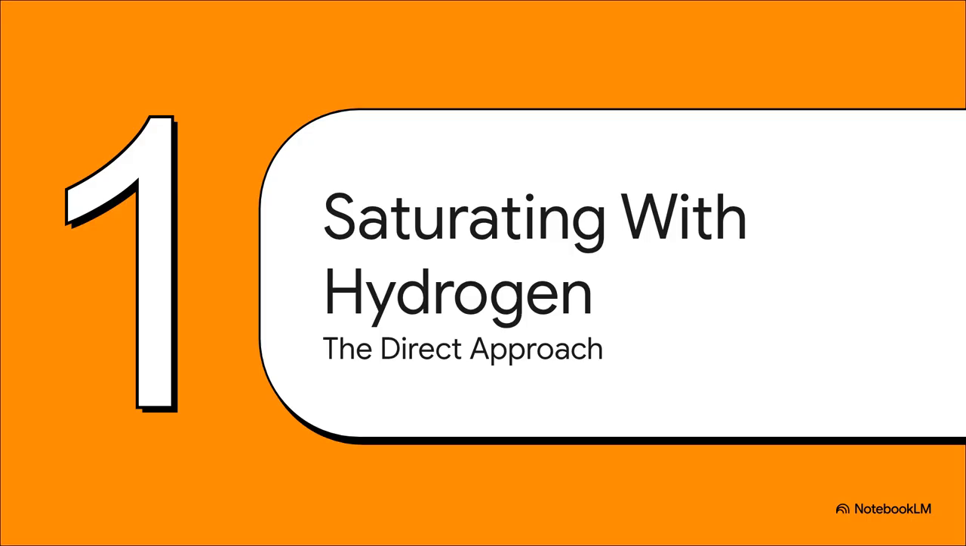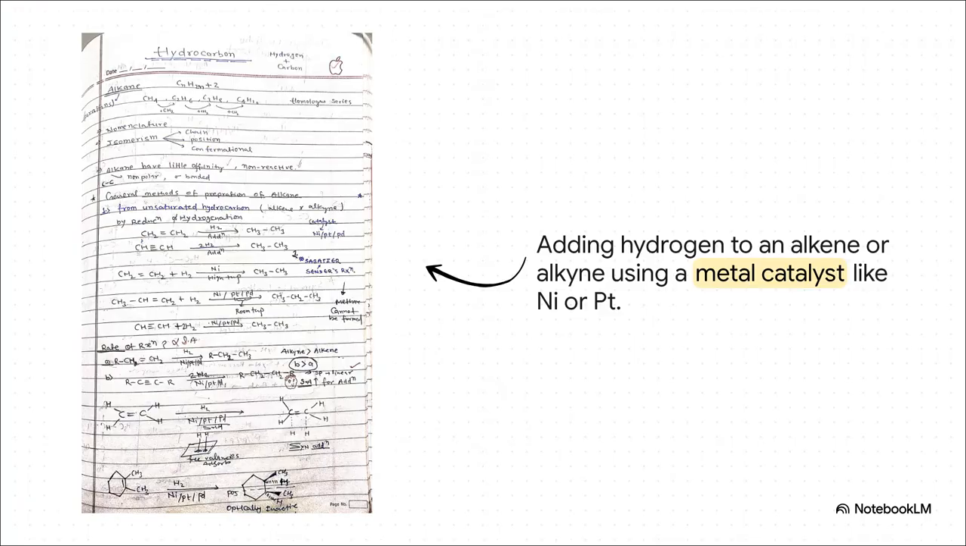First up in our toolkit is a method that's, well, all about addition. Let's say you've got a molecule that has some double or triple bonds, what we call an alkene or an alkyne. The most straightforward way to turn that into an alkane is to just add some hydrogen. This process is called catalytic hydrogenation. You take your unsaturated molecule, you bubble in some hydrogen gas, and then you use a special metal catalyst, think nickel, platinum, or palladium, to really get the reaction going. What happens is that the double or triple bond breaks open, hydrogen atoms snap into place, and poof, just like that, you've got yourself a fully saturated alkane.